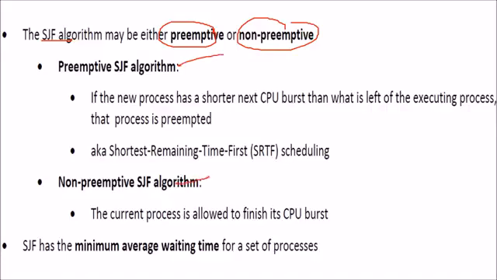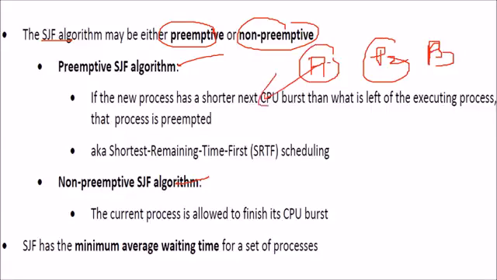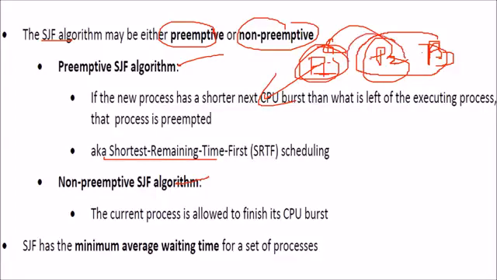Preemptive means if a process P1 is running and P2 or P3 comes and has shorter time than P1, P1 will be taken out and P2 will be given a chance, whichever is less. This is known as shortest remaining time first, because if the time remaining for P1 is less than P2 and P3, P1 will be allowed to complete. Otherwise, P2 will be taken. In non-preemptive SJF, the current process is allowed to finish its CPU burst, then only P2 and P3 will be catered to. As we just saw, it is very ideal. It has a minimum average waiting time for the set of processes.